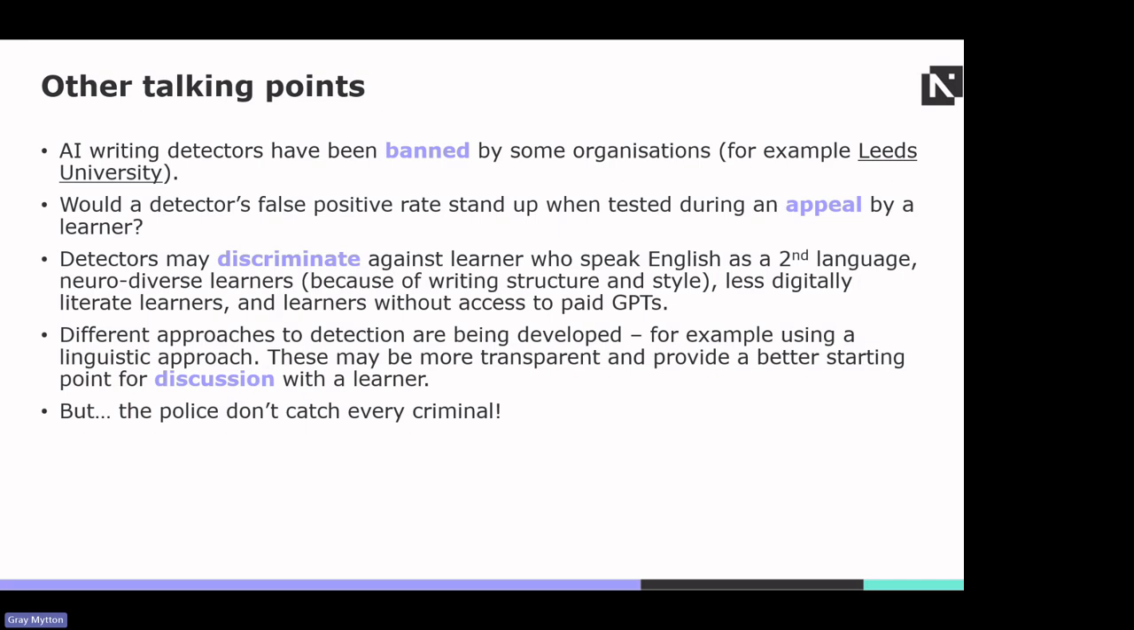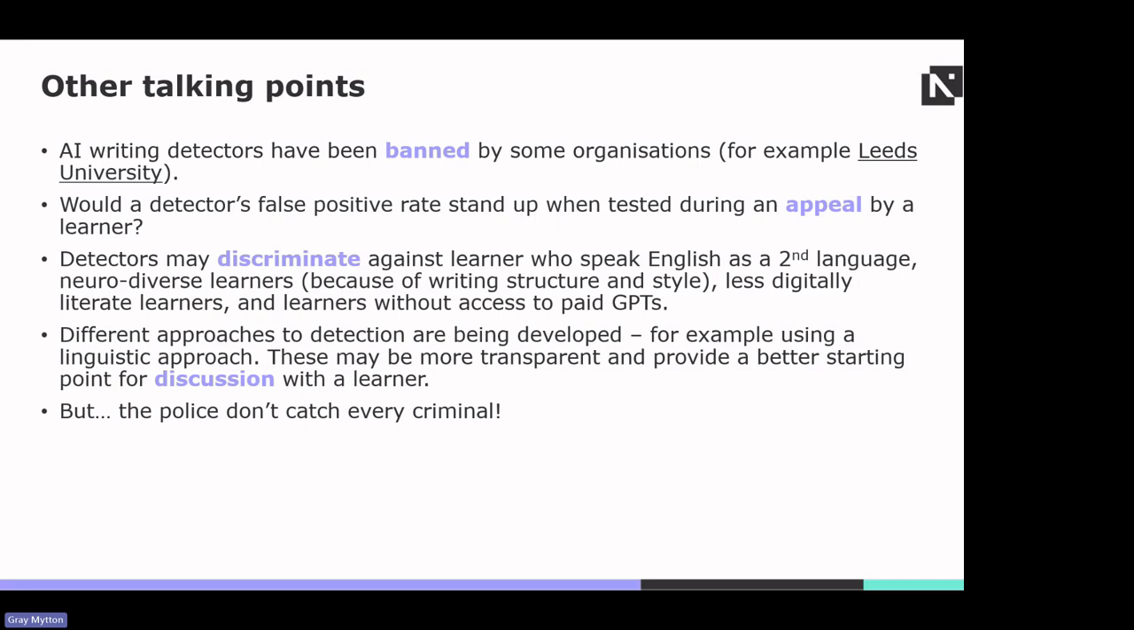I've got a couple of other points. These detectors, including Turnitin as a paid-for detector, and other paid-for detectors, have actually been banned by some organisations. I've just put Leeds University as an example on the screen, but they're not the only one. If you did want to click on that link to Leeds University, it has some guidance for staff not to use these detectors. There are two reasons for that, I guess. One is some of the issues that we've dealt with in this presentation, linked to the second point here around the writing detector standing up within an appeal system, if a learner was to appeal any kind of decision on their work.